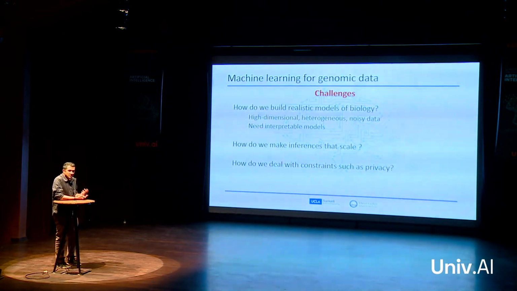And finally, I'll touch a little bit on this: in all of this data, there are huge concerns about privacy. So what can we learn about you that you did not really want to know about? How do we deal with these constraints? How do we make these kinds of inferences while still making sure people's privacy is respected?